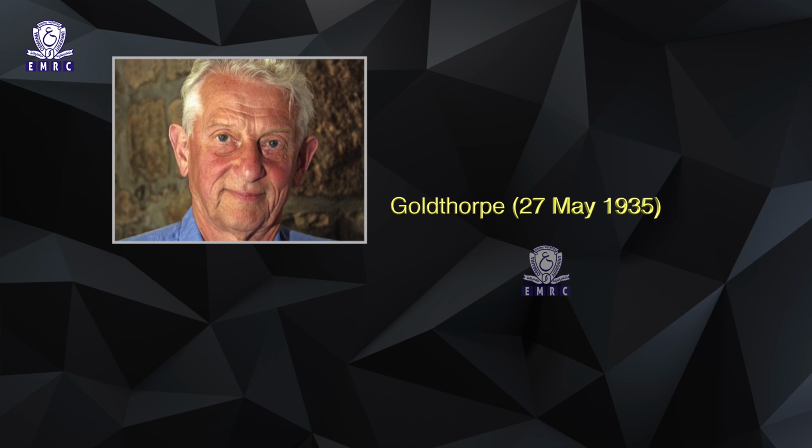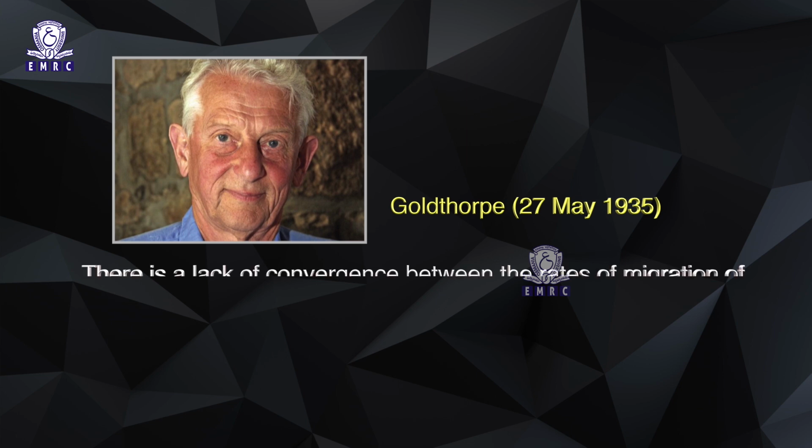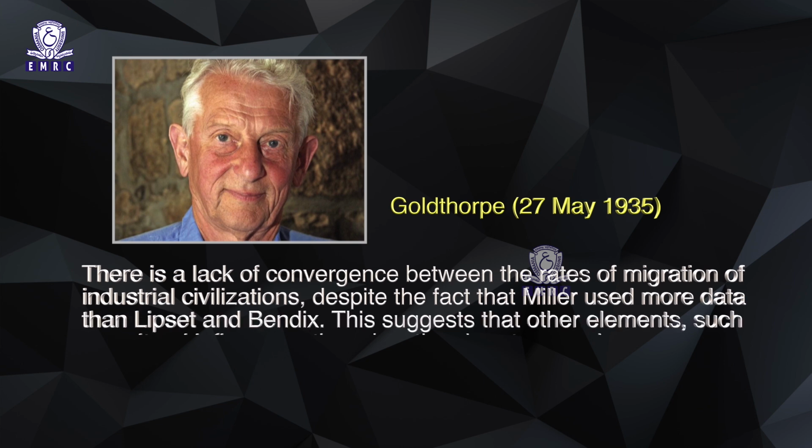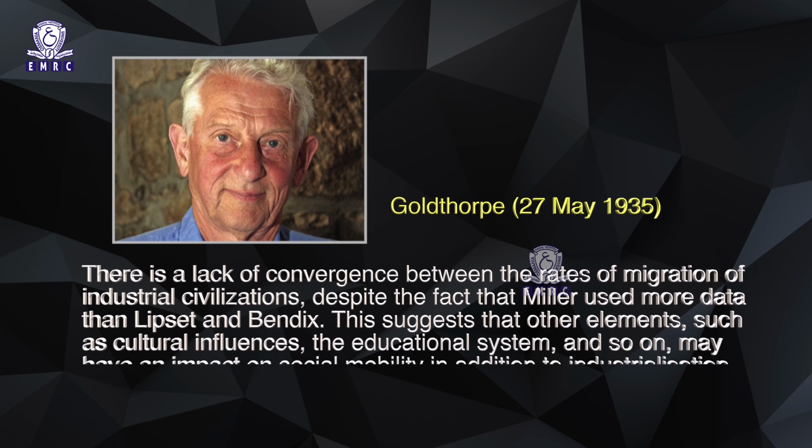Goldthorpe presents an extensive critique of Kerr and others' argument. He references Miller's work, which reveals that there is a lack of convergence between the rates of mobility of industrial civilizations, despite the fact that Miller used more data than Lipset and Bendix. This suggests that other elements, such as cultural influence, the educational system and so on, may have an impact on social mobility in addition to industrialization. Goldthorpe himself believes that the major differences between socialist and capitalist societies, which Kerr and company place under the heading of industrialization, are political and ideological differences.